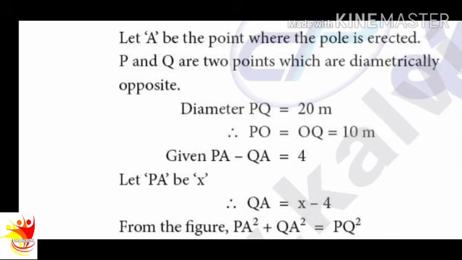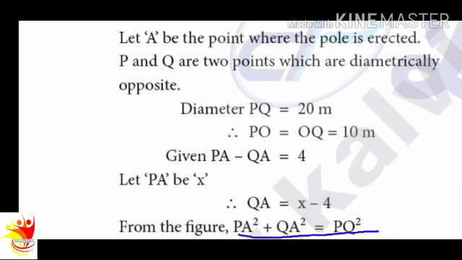Solution. Let A be the point where the pole is erected. P and Q are two points which are diametrically opposite. Diameter PQ equal to 20 meter. Therefore, PO equal to OQ equal to 10 meter. Already we saw the diagram. So, PA minus QA equal to 4 because the difference between the two gates is 4, that is the given value. Let PA be x. Therefore, QA equal to x minus 4.